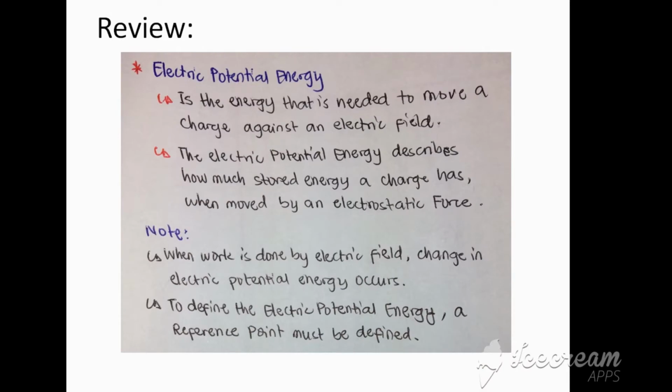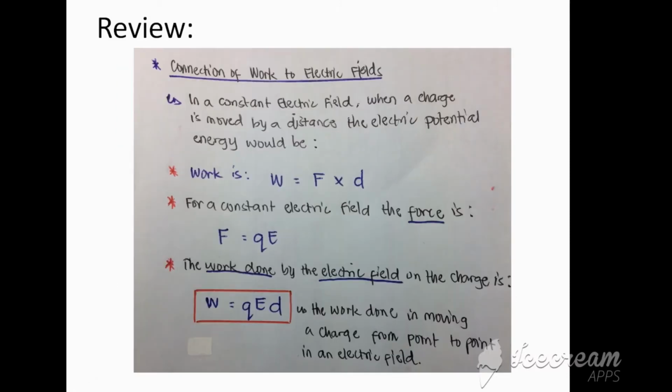First is electric potential energy. Electric potential energy is the energy that is needed to move a charge against an electric field. The electric potential energy describes how much stored energy a charge has when moved by an electrostatic force. Take note, when work is done by electric field, change in electric potential energy occurs. To define the electric potential energy, a reference point must be defined.